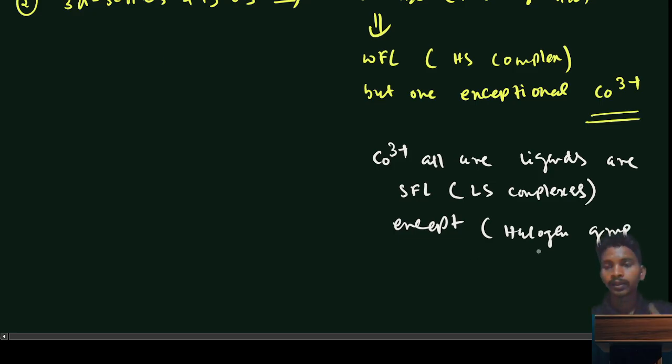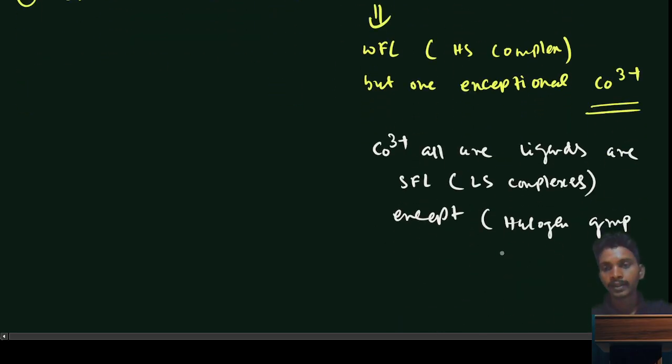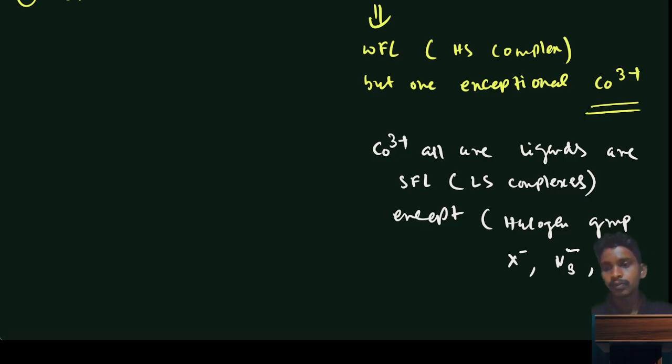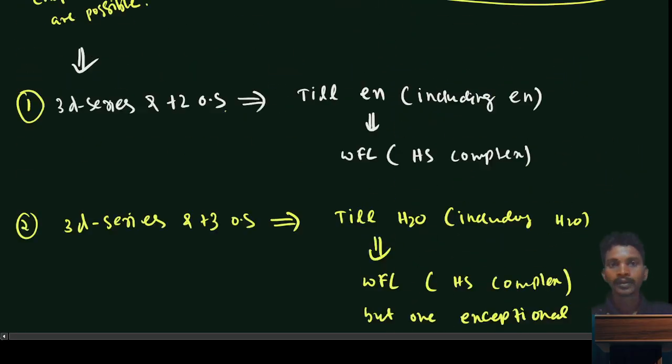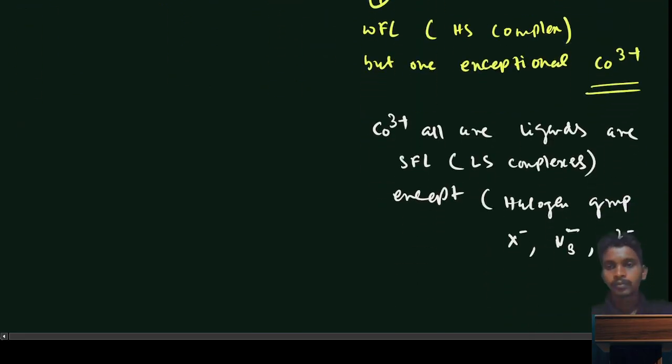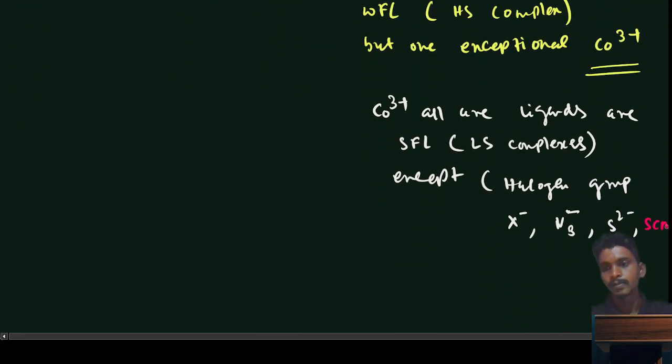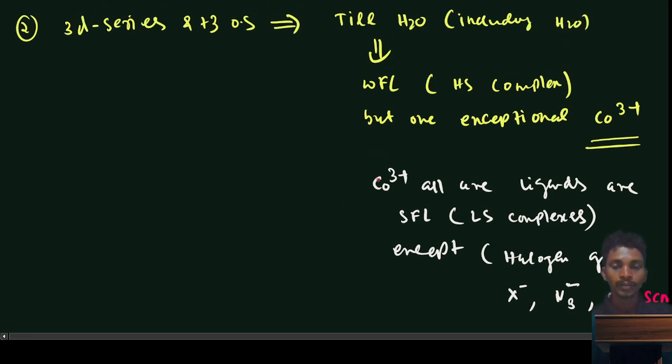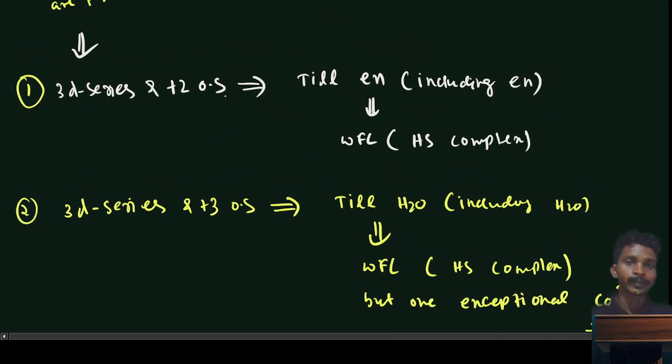Halogen group means that this group also comes, that is, let's say halogen groups X minus, and in between the halogen groups there are N3 minus, SCN minus, NH2 minus. This type of group also falls here. So except these groups, all ligands are strong field ligands for cobalt 3 plus. So these points you have to remember.